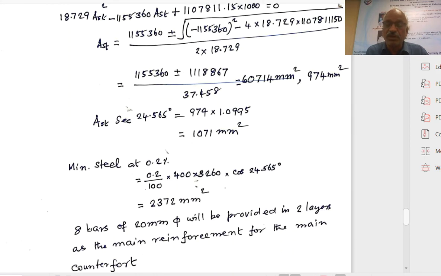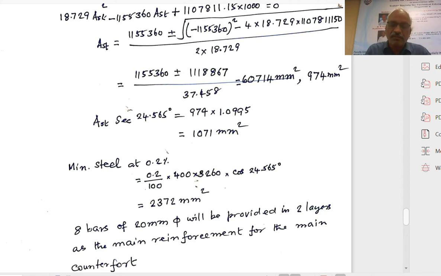So area of steel is equal to 974 mm square, if it is a vertical steel. Now here the steel is at an angle of beta inclination. So AST into secant beta will give you the area of steel along the inclined direction. AST into secant beta, so 974 into 1.0995 is equal to 1071. 1071 mm square is the area of steel required, that is main steel required for the main counterfort.